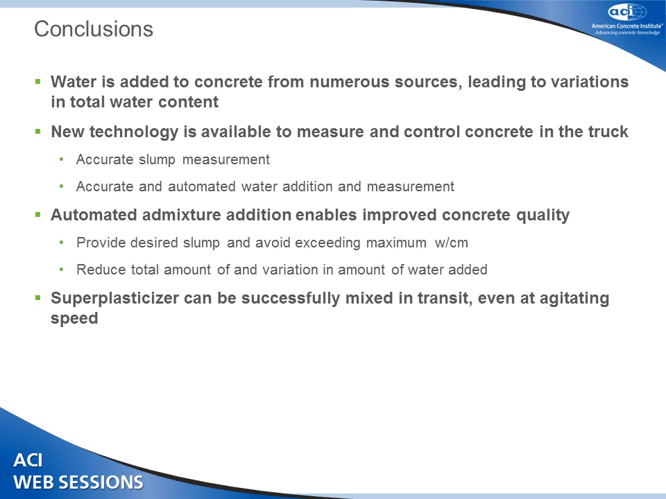And you can add admixture instead of water, and that reduces the amount of variation of water. And we can add superplasticizer in transit and make sure it's fully mixed. You've got to make sure it's fully mixed. That's very important. But you can get documentation of the fact that it is fully mixed. With these strategies, you can help reduce and manage the amount of total water that's added to the concrete mix.